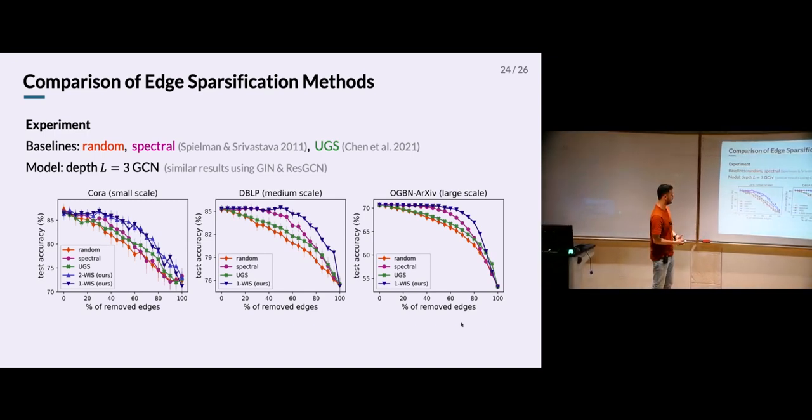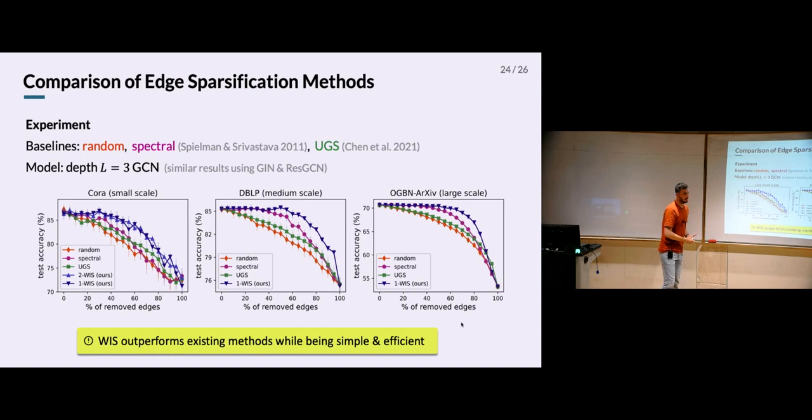So the bottom line is that our theory led to this WS edge sparsification algorithm, which is simple and efficient to run and outperforms the existing methods in terms of the prediction accuracy we can get. And of course, we also release its code. And if you're interested, feel free to check it out. It's quite simple to just run. Okay, so are there any questions before I conclude?